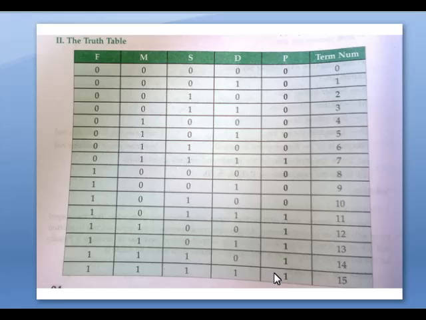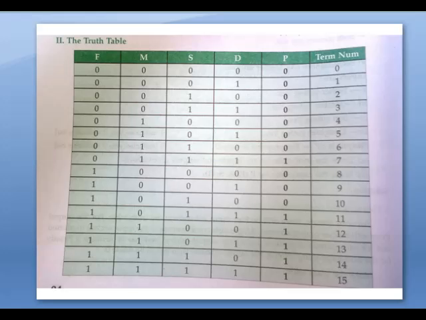So how will you write the expression? P of this is sigma of 7. Where is the output 1? 7, 11, 12. See this table. At 7 there is 1, at 11 there is 1, 12 is 1, 13 is 1, 14 is 1, 15 is 1. So all these numbers you have to write here.